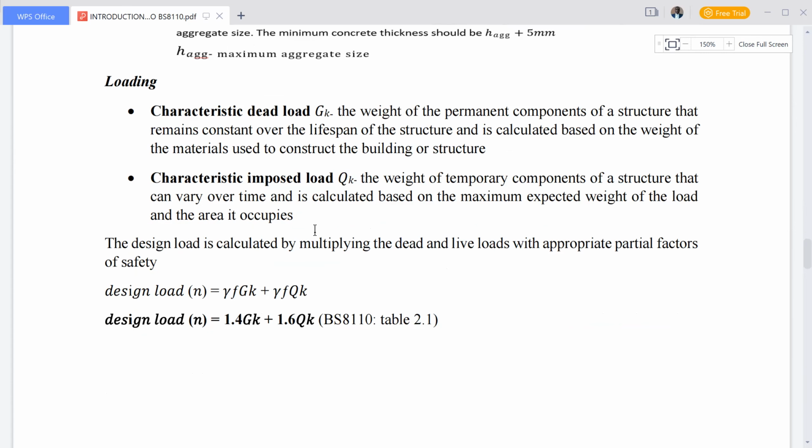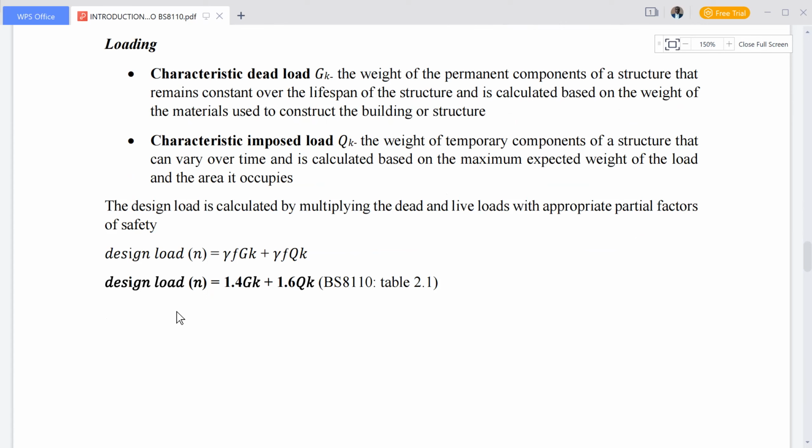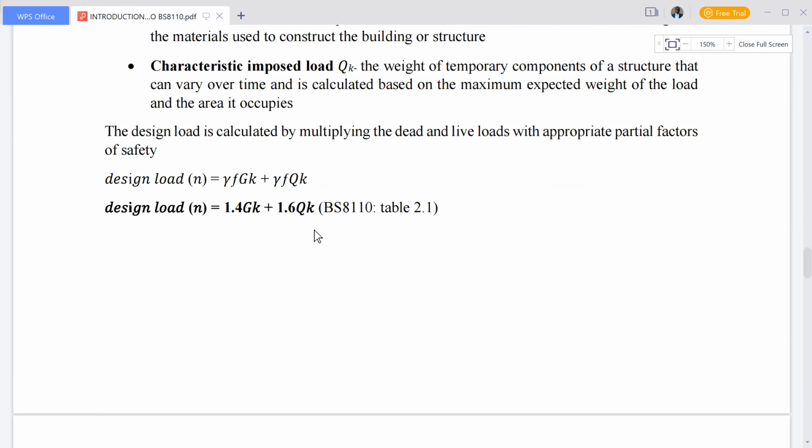Now, the design load. To obtain the design load, you multiply the dead and live load with the appropriate partial factors of safety. So basically, we say design load is given by factor of safety times dead load plus factor of safety times imposed load. Now from BS 8110 table 2.1, you find that the partial factor of safety for the dead load is 1.4 and the partial factor of safety for the imposed or live load is 1.6. So in short, we say design load is given by 1.4 Gk plus 1.6 Qk.